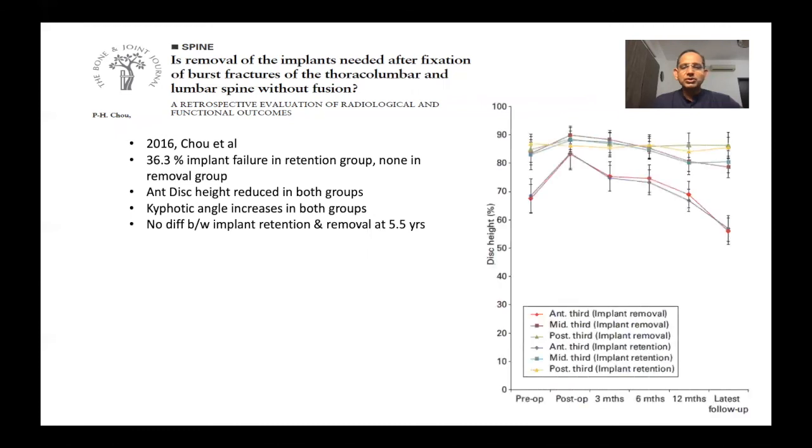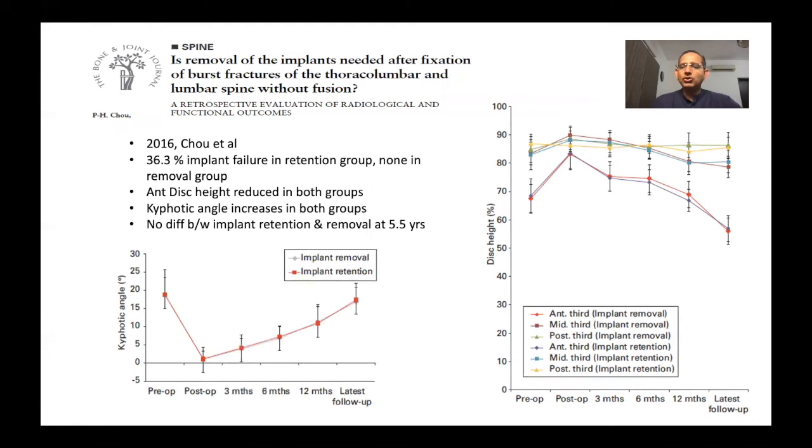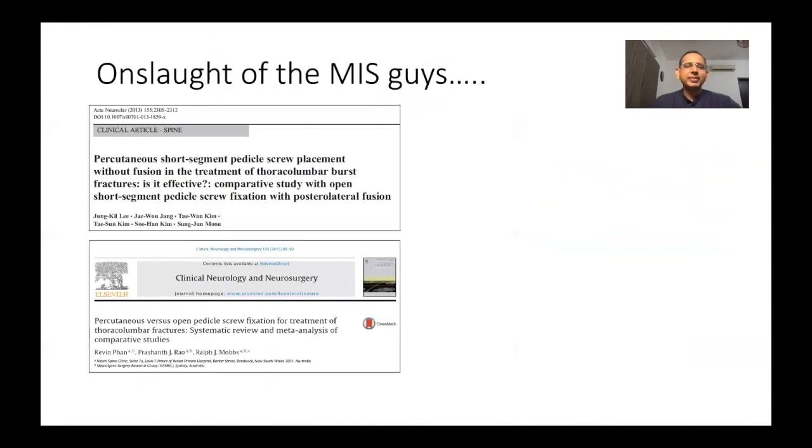They also showed that there was significant decline in the anterior disc height in both the groups, the retention as well as the removal group. The local kyphotic angle also tended to increase gradually with time in both the groups. And at the end of 5.5 years, they deduced that there was no difference between implant removal and implant retention in patients with burst fractures of the thoracolumbar spine.